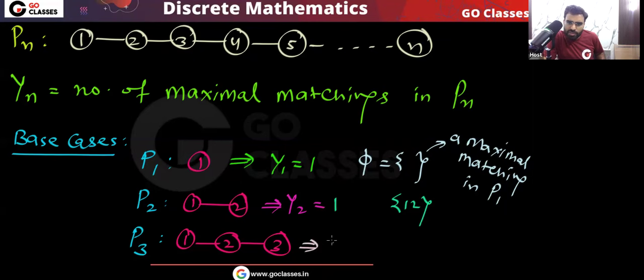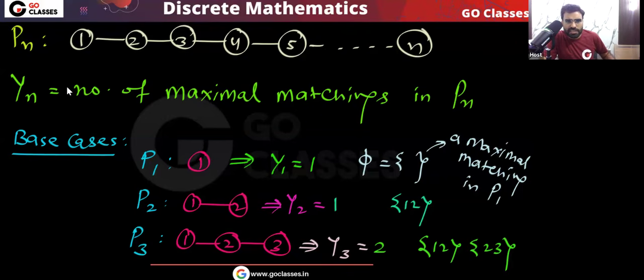What about this path graph on three vertices? What will be the number of maximal matchings? To create a maximal matching, either I can take this edge or I can take this edge. That's it. So the number of maximal matchings will be 2. Either I can take this edge 1 2 or I can take this edge 2 3. Okay, so these are the base cases.